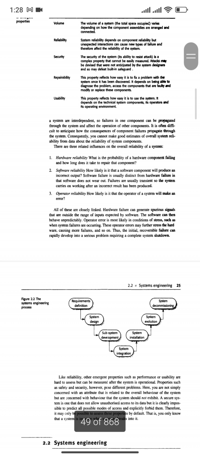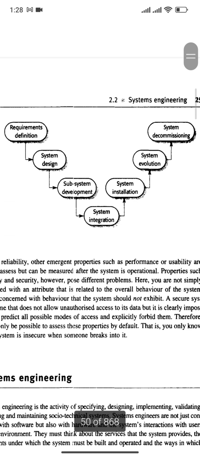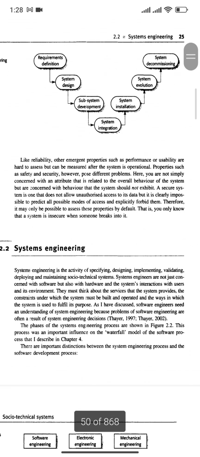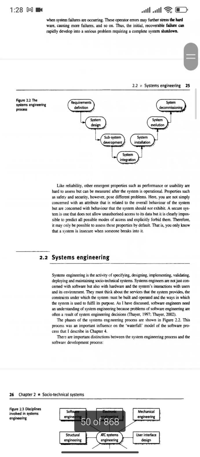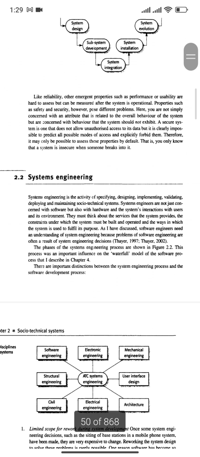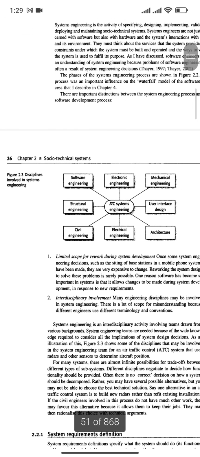There is figure 2.2, the system engineering process. So: requirements definition, system design, subsystem development, system integration, then system installation, system evolution, and system decommissioning. Okay, then there is system engineering. System engineering is the activity of specifying, designing, implementing, validating, deploying, and maintaining socio-technical systems. So here is figure 2.3, disciplines involved in system engineering.